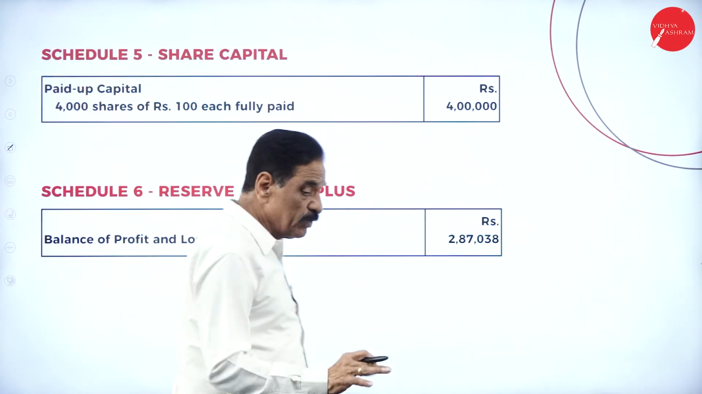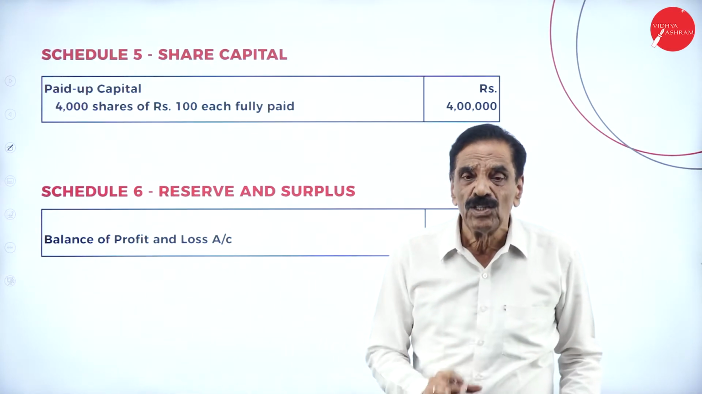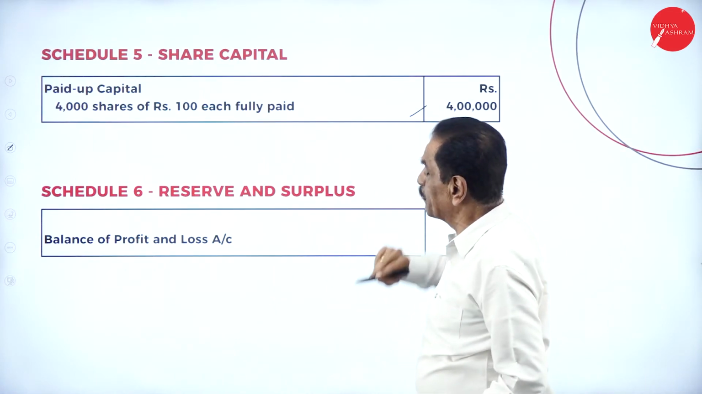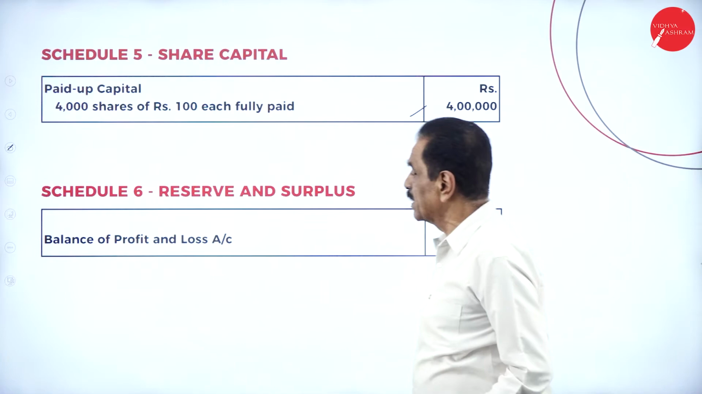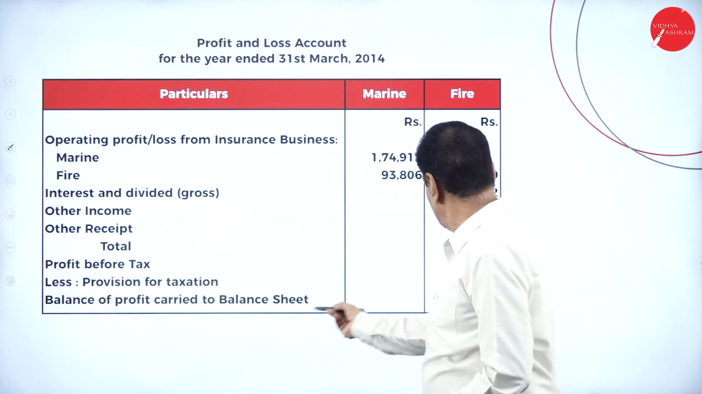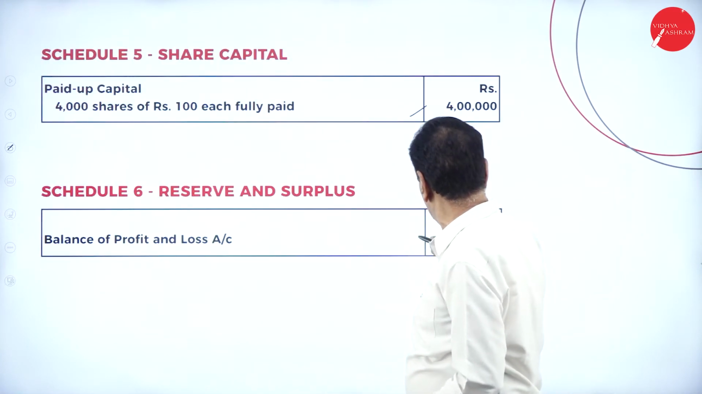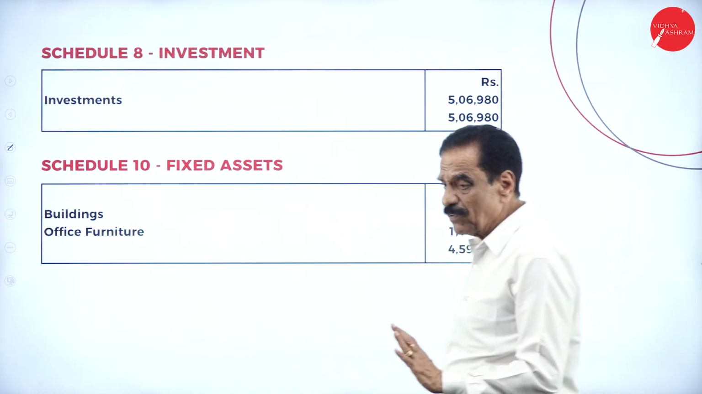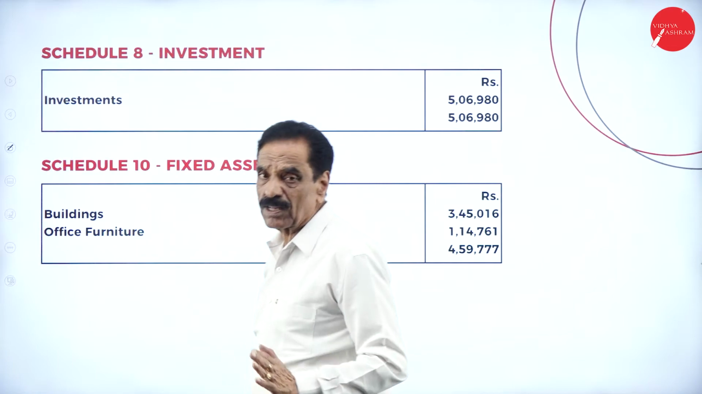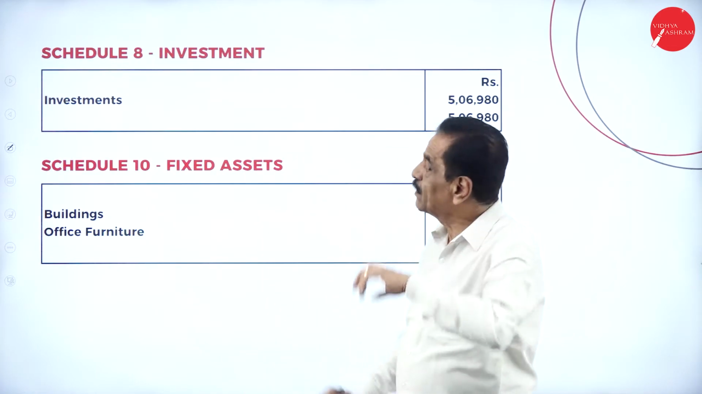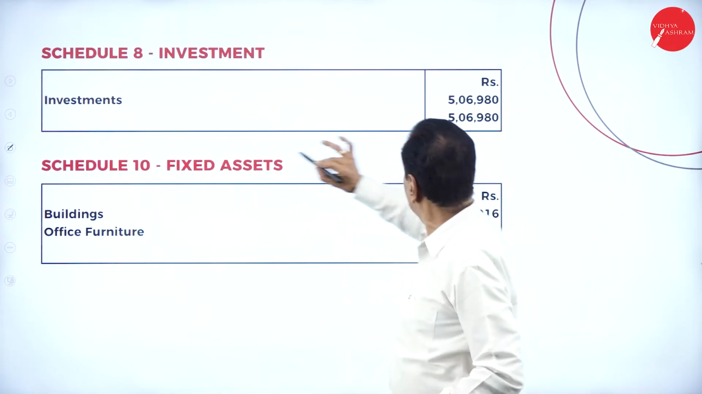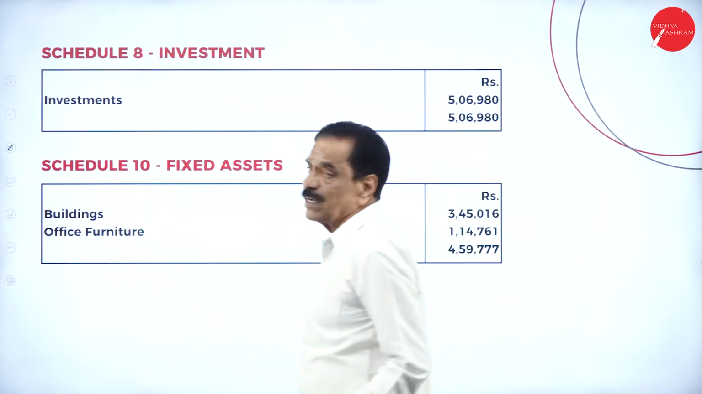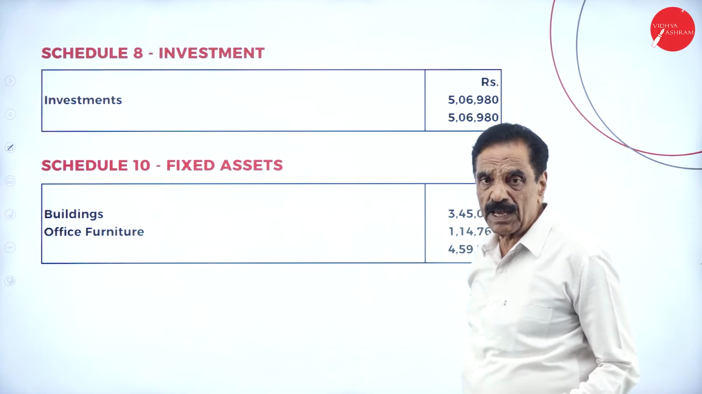Then we'll go with the schedule number balance sheet. Schedule number 5, share capital, 4 lakh as per the problem. Schedule number 6, reserve and surplus. This is the surplus 2,87,038. Schedule number 7, borrowings. There are no borrowings at all. Schedule number 8, investment. As per the problem, investment is 5,06,980.